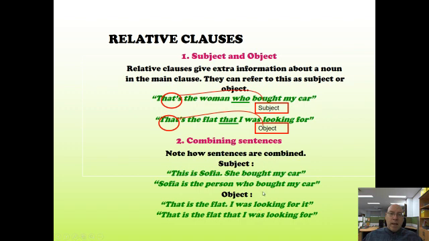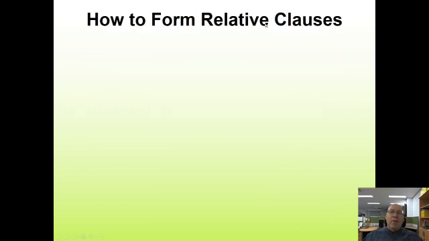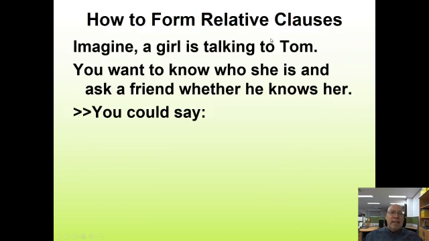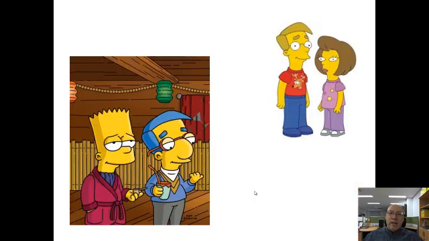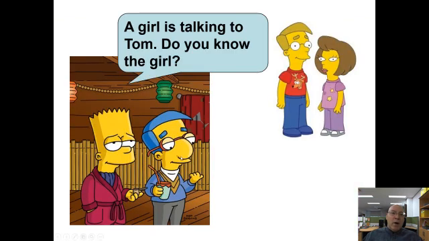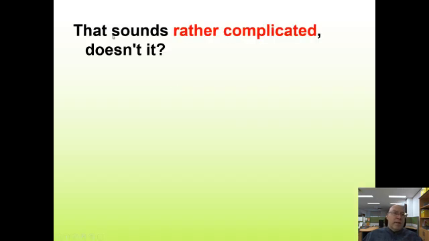Very nice. Okay, so how do you form a relative clause? It's pretty easy. Just think about these two sentences here. A girl is talking to Tom. Do you know the girl? Okay, we can simply take these two sentences and plug them together. So if you take Bart and Milhouse, they're talking together, and Bart is curious about this girl over here. A girl is talking to Tom. Do you know the girl? Milhouse probably doesn't know any girls, except for Lisa.